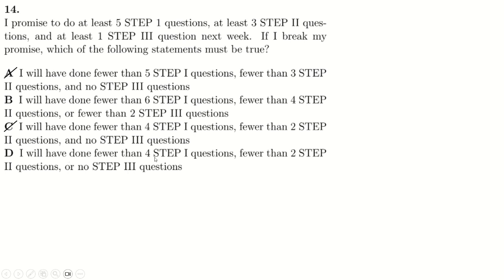Now, D says I'll have done fewer than 4 step 1s, which is 3 or less, fewer than 2 step 2s, which is 1 or less, and no step 3s. But again, you could have broken the promise by doing 4 step 1s, 2 step 2s, and 0 step 3s. So this statement does not have to be true because this is saying you've done fewer than that, right? If you did 4, 2, and 0, you've done more than this, but you've still broken the promise. So D can't work out, so it must therefore be B just by process of elimination.